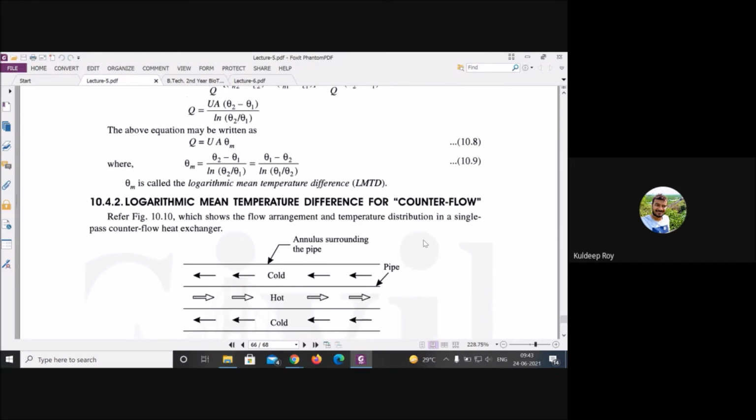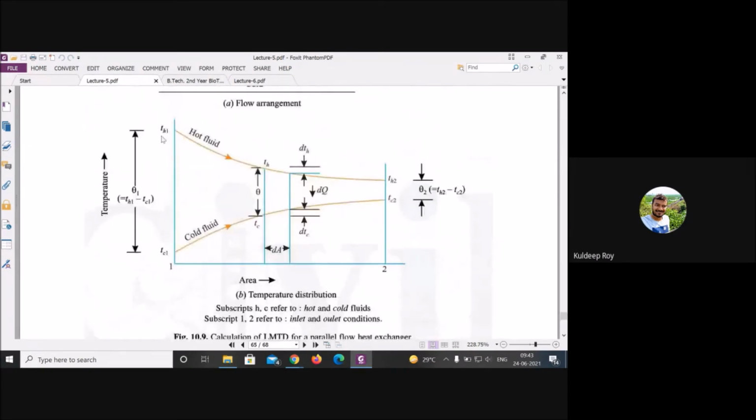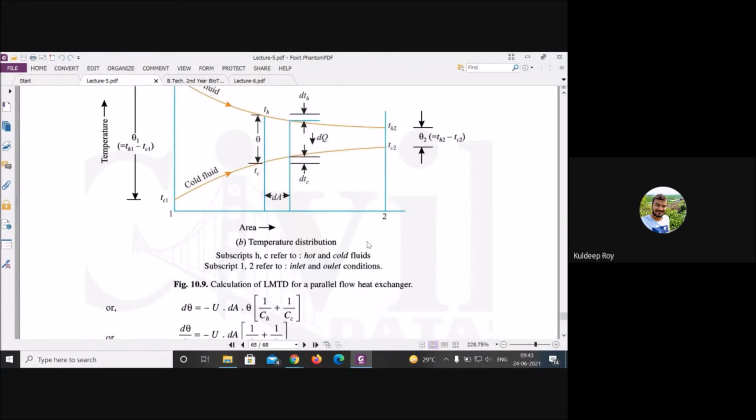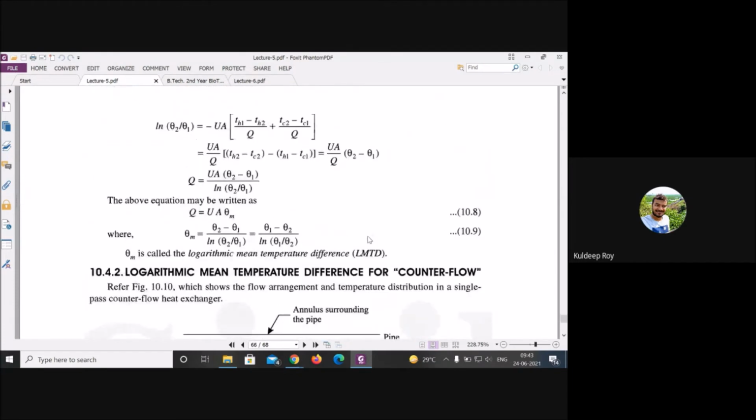But in the case of parallel flow, as I already told, theta 1 is the difference when both fluids, hot and cold, enter, and at the exit it will be theta 2. This is the difference, but the formula you get after the derivation is a little bit similar. Now you can say this is for the co-current: theta 2 minus theta 1 divided by ln of theta 2 by theta 1.